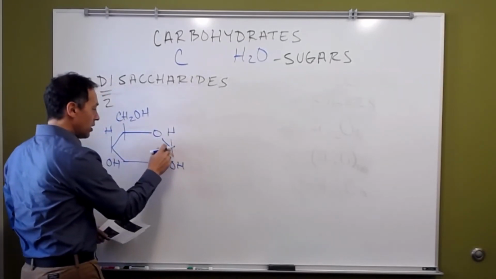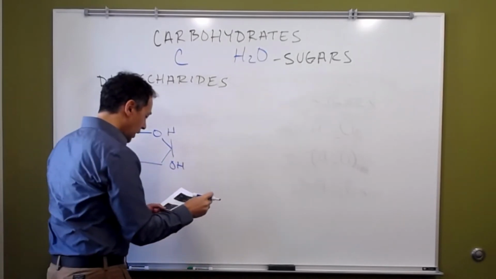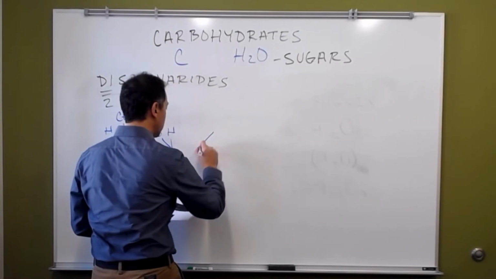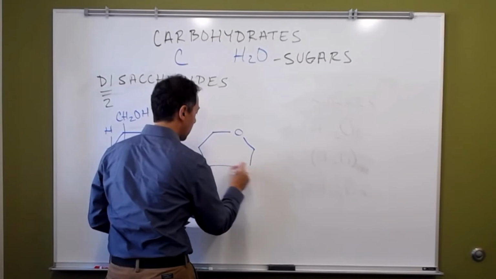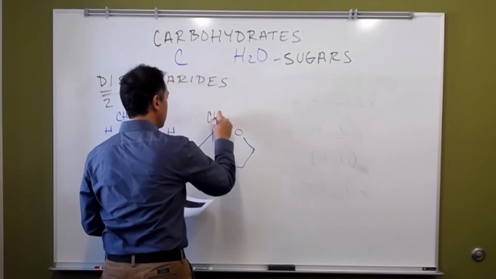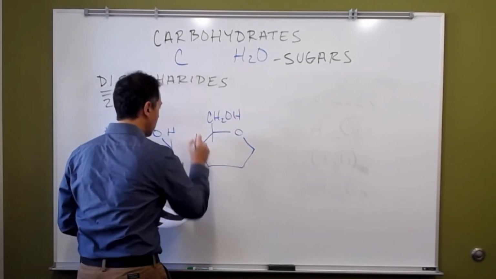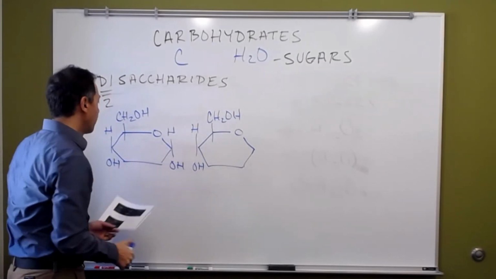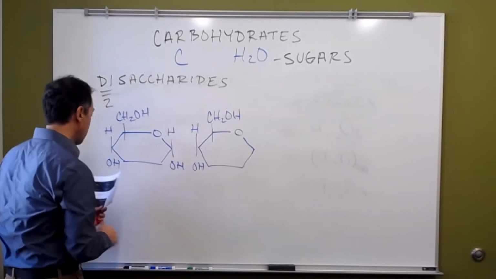And then over here, off of this carbon, we've got a hydroxyl group coming down. And I'm going to draw another one here, like this, CH2OH, OH, and then H like that. So what's going to happen here? We have monomer and we have monomer.